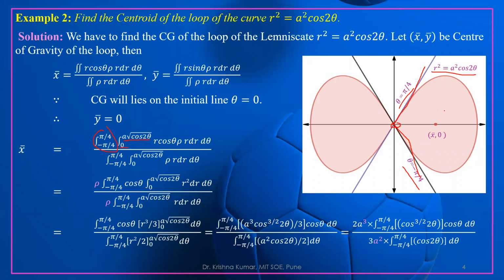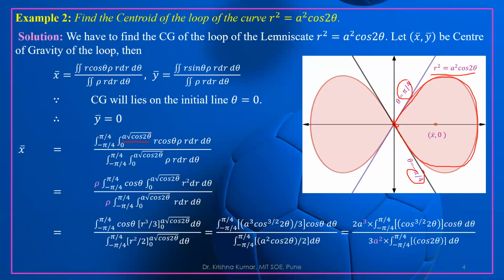Just look here, this total loop lies in between minus pi by 4 and plus pi by 4. So this is the limit for theta. What is the limit for r? The value of r is 0 over here, and the other value of r depends upon this curve. So what is this curve? This curve is nothing but r square equal to a square cos 2 theta. So the value of r is a root of cos 2 theta.